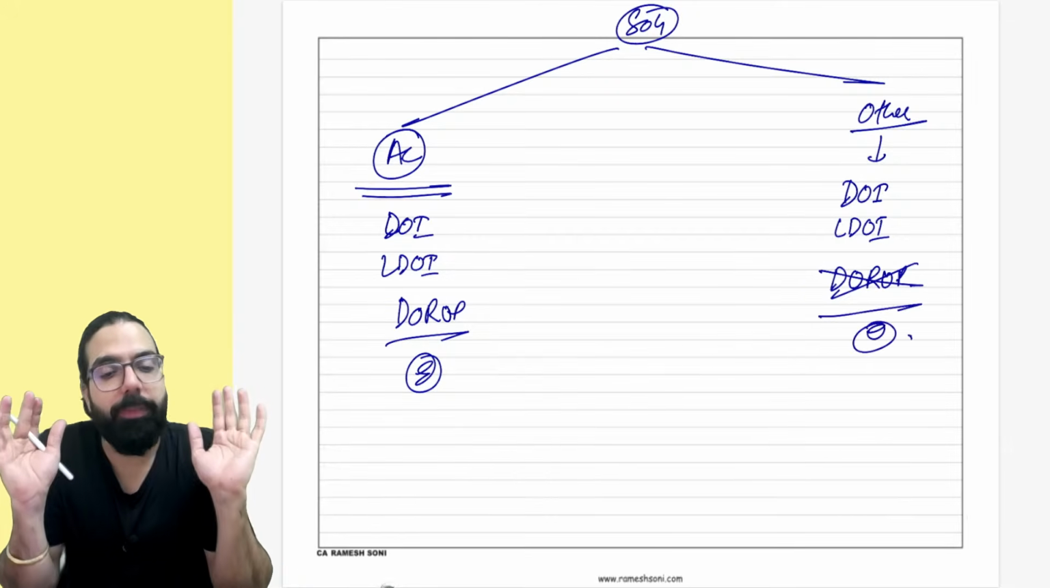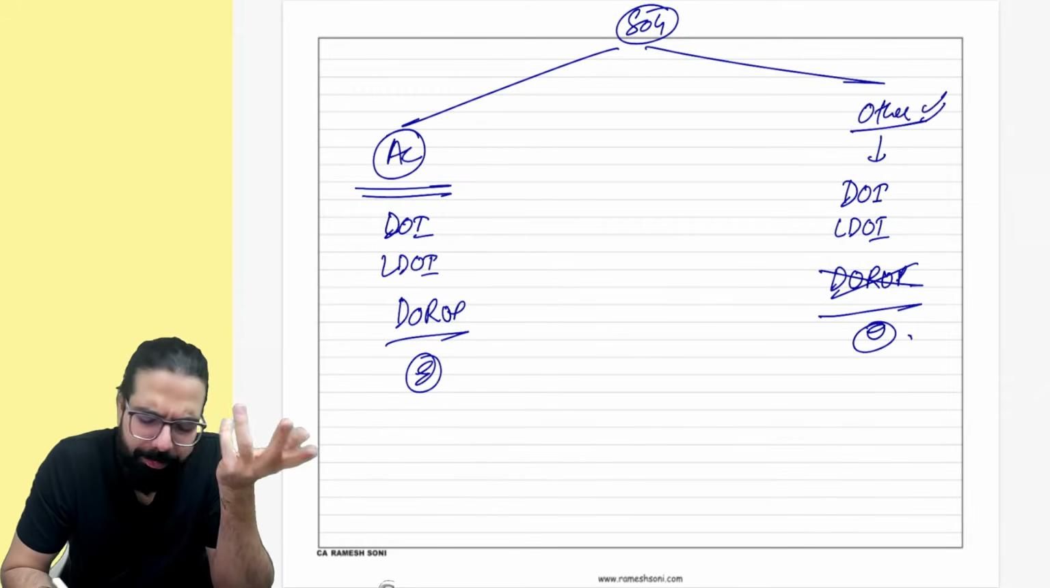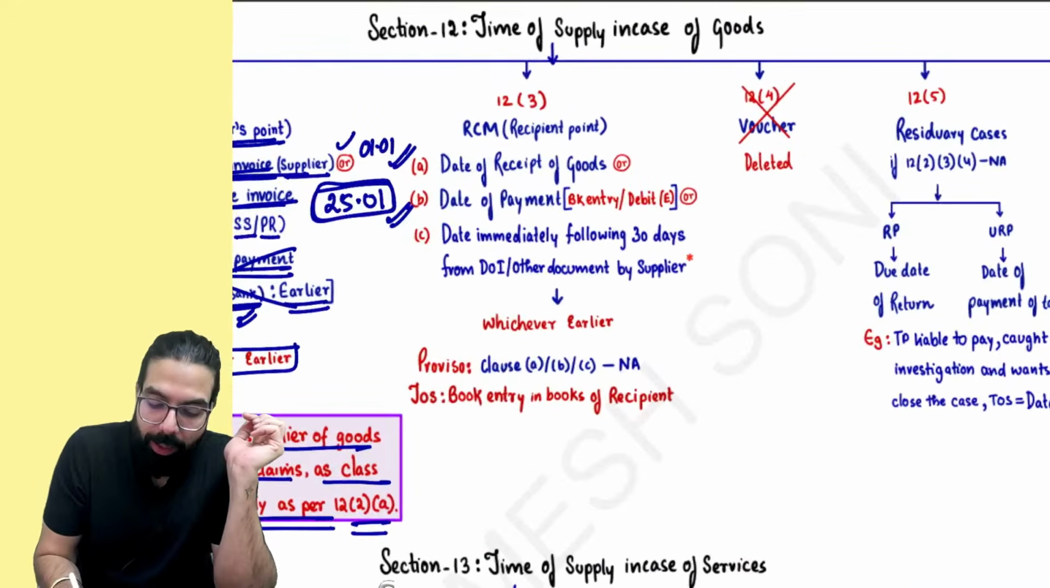Done, sir. Is this point clear to all of you? People, this is something which you have to remember for your exam. Actionable claim, okay, no problem. Okay, done, sir. Reverse charge mechanism.